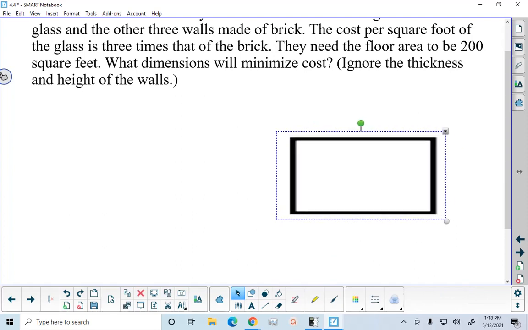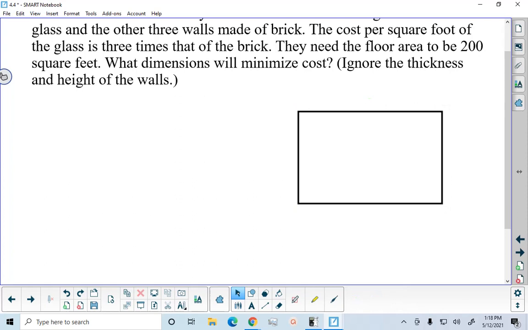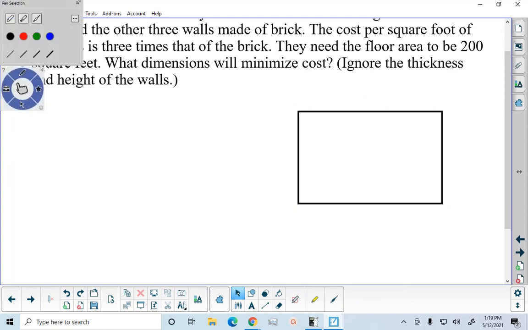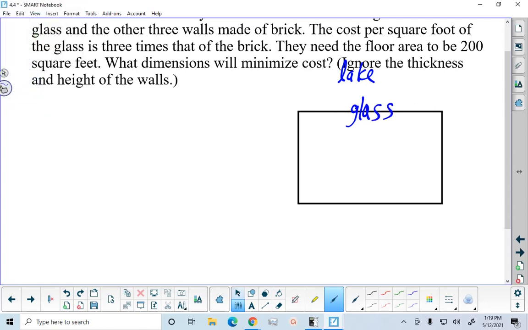And we're going to want to minimize something. I'm not quite sure which way this is going to land, but I'm going to say the lake in our diagram is over here. So on my diagram, what we've got is a wall that needs to be made of glass, and then this wall is going to be brick, this is going to be brick, and the other long wall is going to be brick.